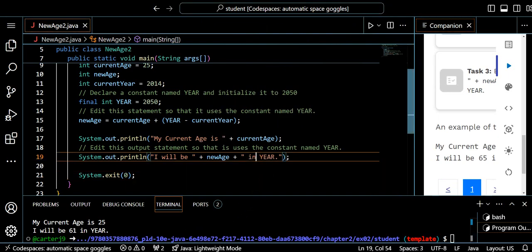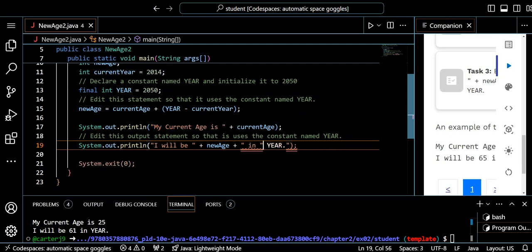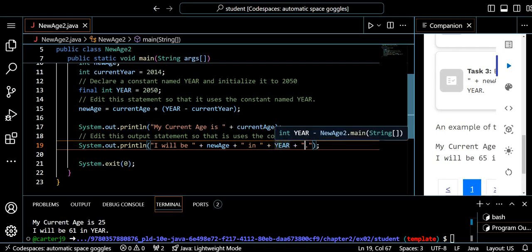Let's go ahead and put a quotation behind there, and then add a plus year, and then space plus, period. So let's put these, these can go. There we go. So we added in with space before in, space after in, space before the plus, space after the plus, year, space, plus, space, quotations with a period in the quotations.